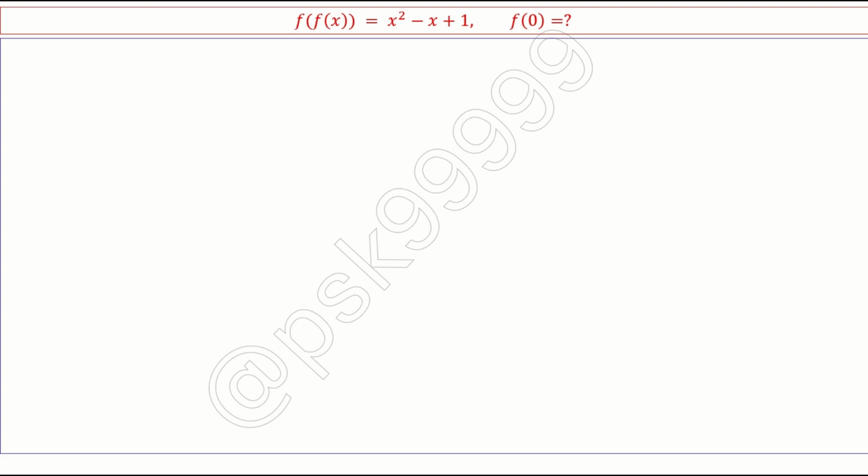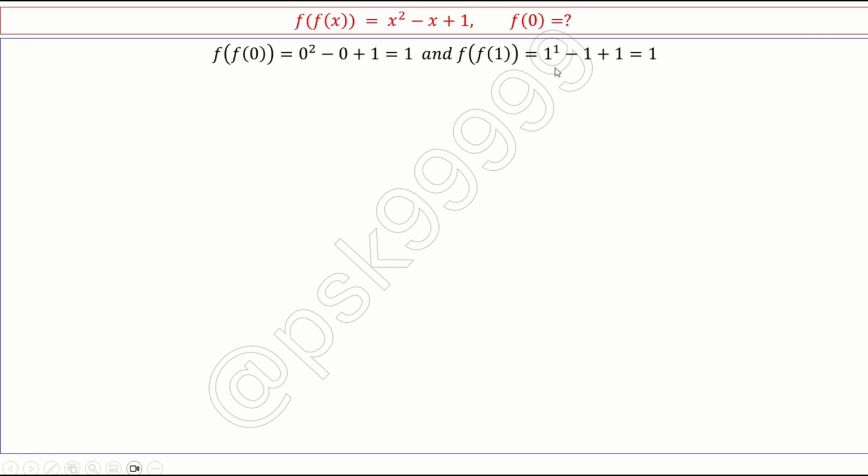Let's see how to do such problems. First, take simple numbers, 0 and 1. If required, maybe 2 and 3. Then find out what is the value of f of that number, and then simplify further from there. So in this case, I'll take f of 0, which is equal to, if I substitute 0 in this, 0 square minus 0 plus 1, which is 1.